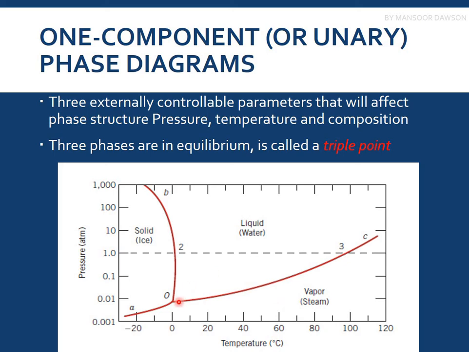At 0 degrees, we have the triple point, at 0.01 atmospheric pressure. You can see that all three phases, the solid phase, the liquid phase, and the vapor, coexist at this temperature and pressure. So this point is known as the triple point.